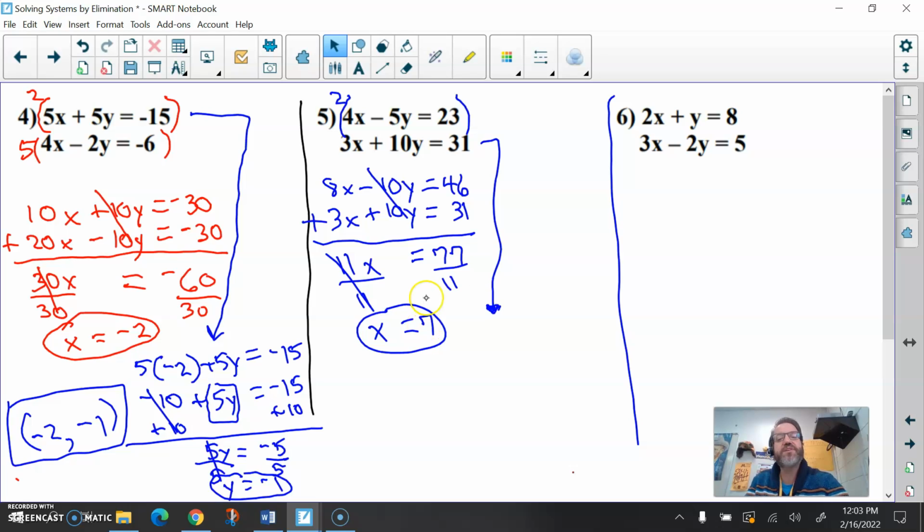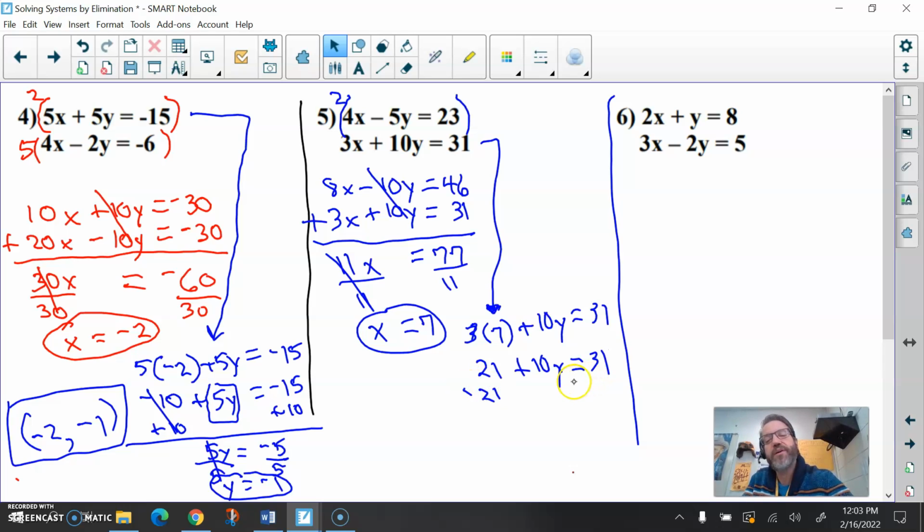And then I'll fill in the 7 in place of the x, substitute it in. So 3 times 7 plus 10y equals 31. All right, 3 times 7 is 21. 21 plus 10y equals 31. Do you think you're going to be able to do this without showing work, people? Not a chance. You must show all of your work. Then I'll subtract 21 here, as well as here.